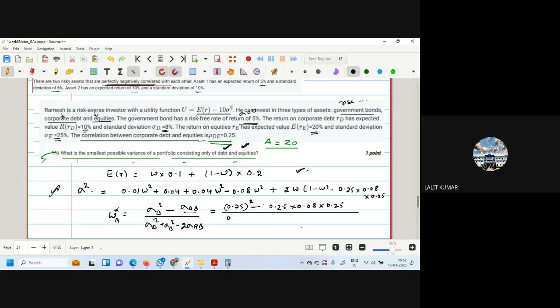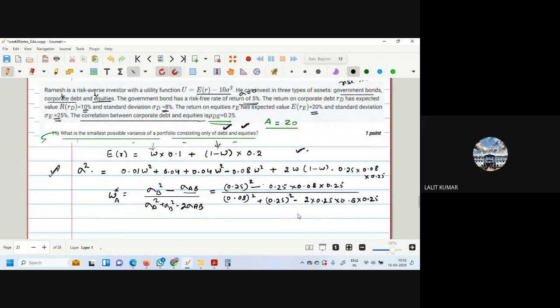This is 0.08 square plus 0.25 square minus 2 into 0.25 into 0.8 into 0.25. So this W1 you will get, okay? For this you get W2. So first, once you have found this, then you can find the smallest ratio. So that will become, you put in this formula. Is this okay?